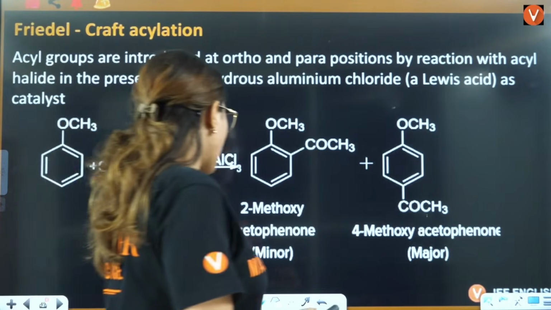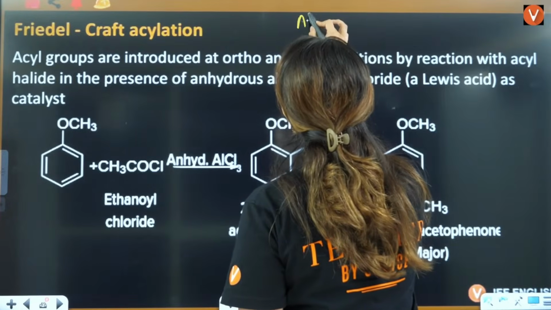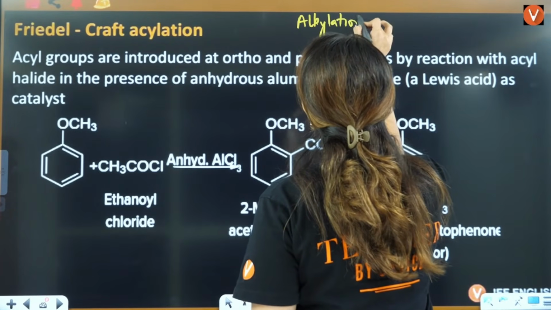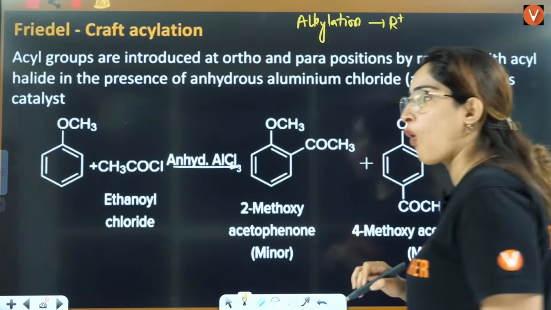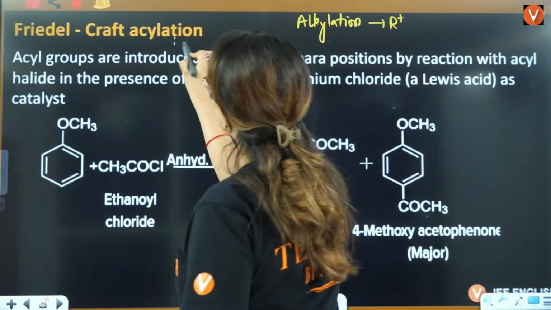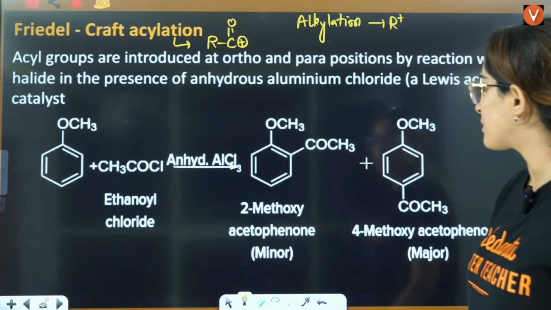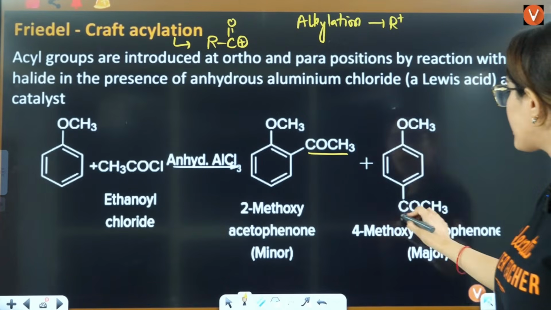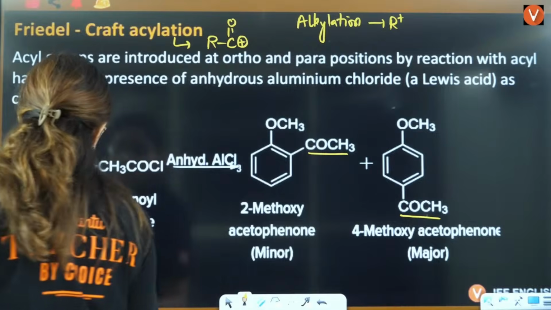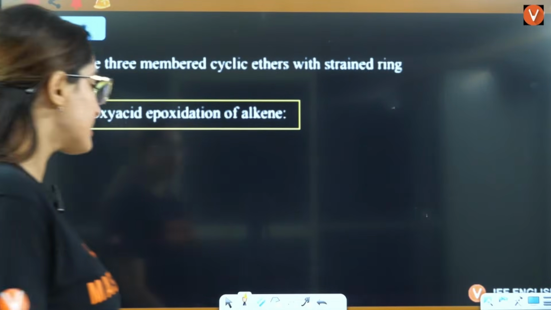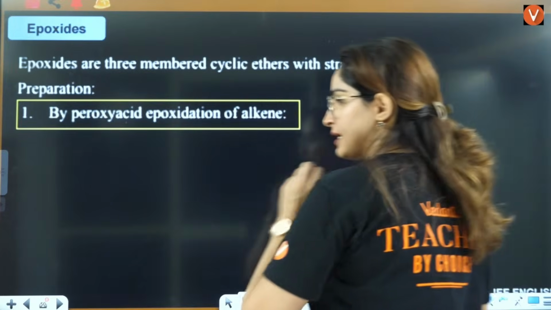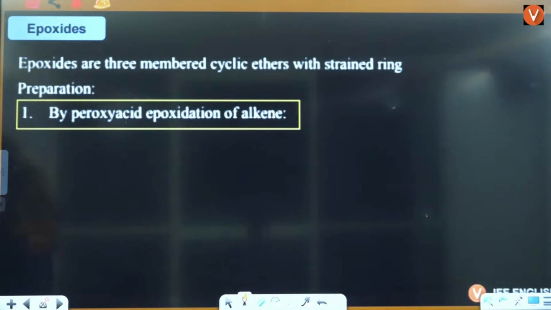Then Friedel-Crafts alkylation or acylation. In case of alkylation, you have the attachment of R positive at the ortho and para positions. In case of acylation, you have RC double bond O positive, so COR at the ortho and para positions, para being the major product here as well. Right, everybody? Understood? Yes, students, understood or not? Let's see more things.